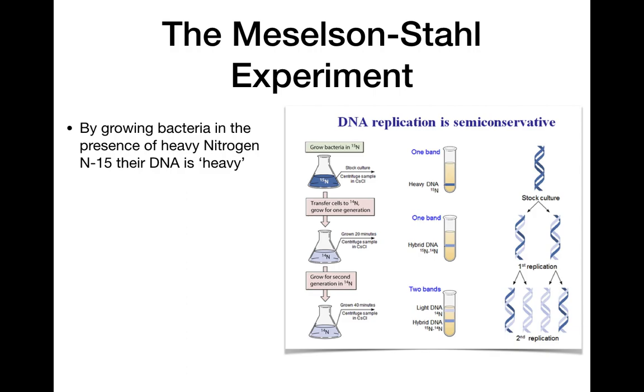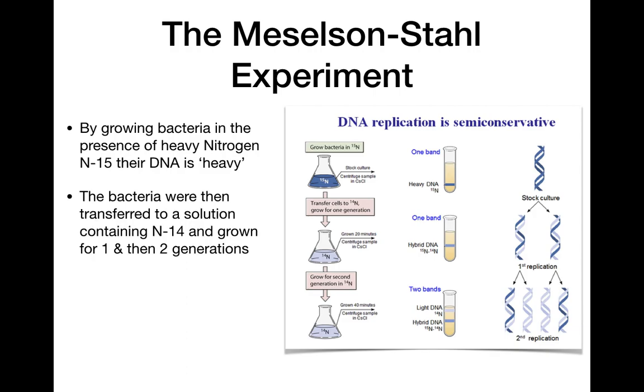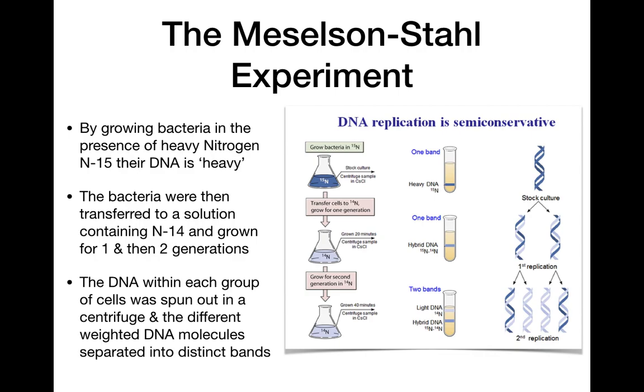So they grew bacteria in the presence of nitrogen 15, so that the new DNA they were going to make contained that heavier nitrogen. Then they transferred that bacteria to a solution containing lighter nitrogen, nitrogen 14, and gave it enough time to grow for 1 or 2 generations. And then they look at the DNA in each group of cells.